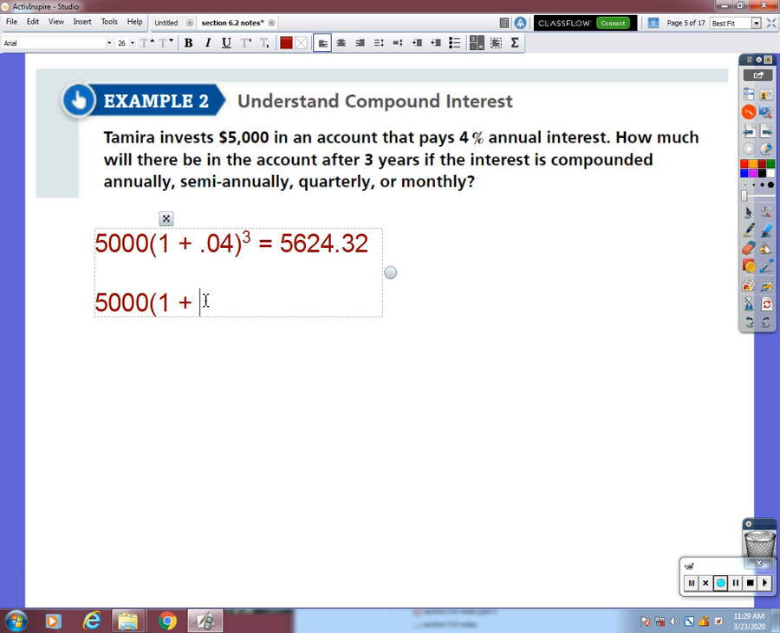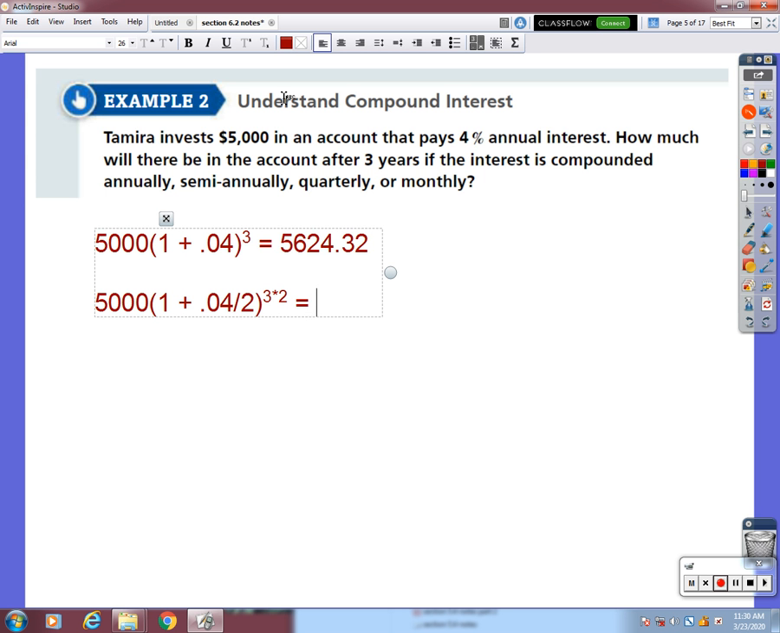I have to go 0.04 divided by, we're doing semi-annually, so I'm going to go divided by 2, because semi-annually means twice a year. And then I'm going to raise this to the 3rd power, but since I'm putting interest in there twice a year, I'm not just going to put interest in there 3 times, I'm going to end up putting interest in there 6 times, twice a year for 3 years. So let's see how much she has now.